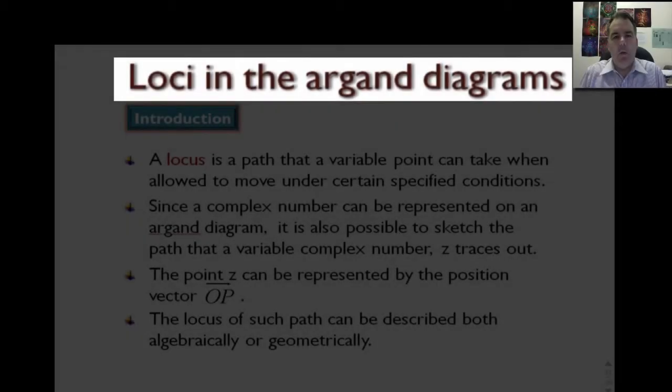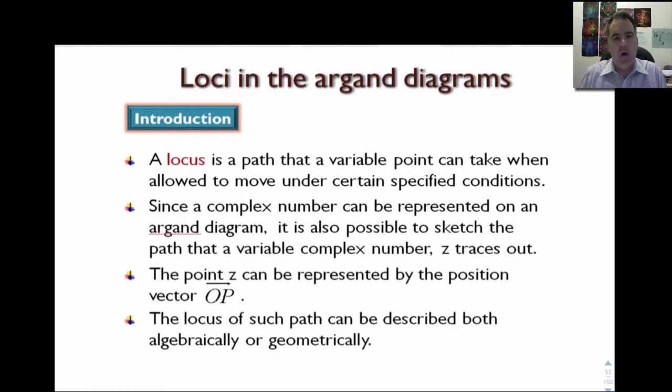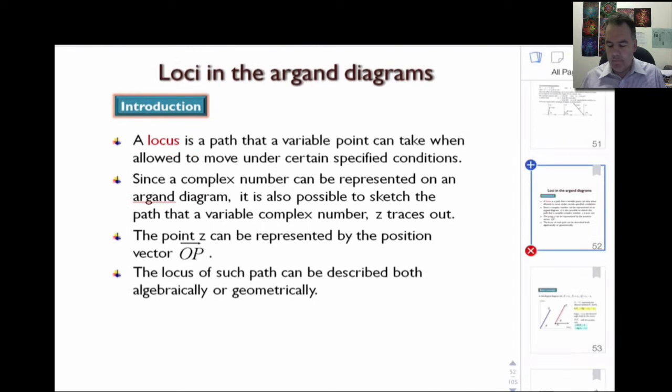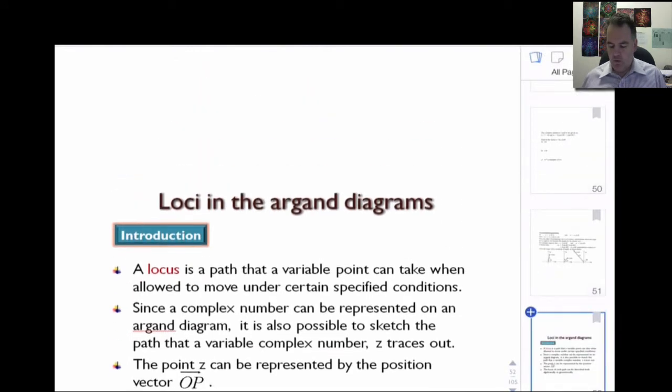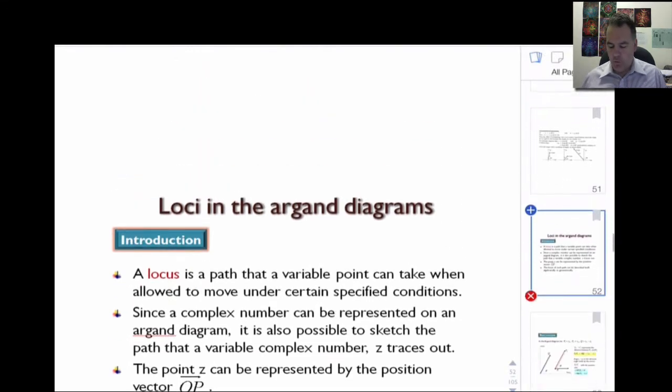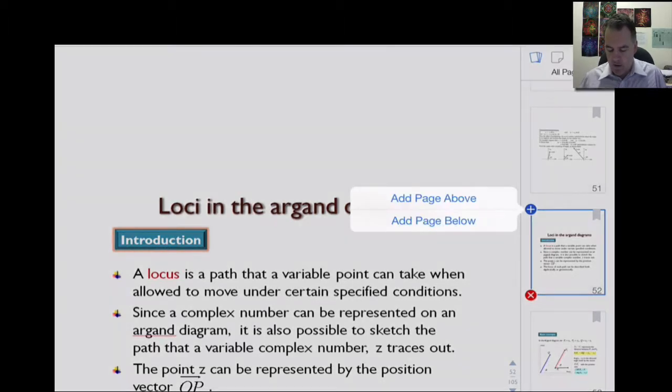Hi everyone, in this video we're going to be talking about loci in the Argand diagram, so complex loci. Now a locus is just a set of points that obey a particular rule. These conditions could be as simple as the set of points that are the exact same distance from one single point. So that's a really easy one.